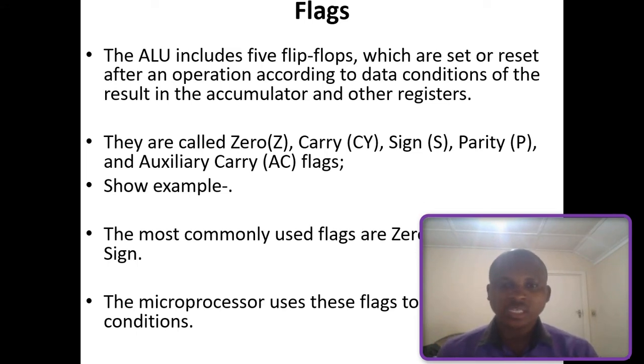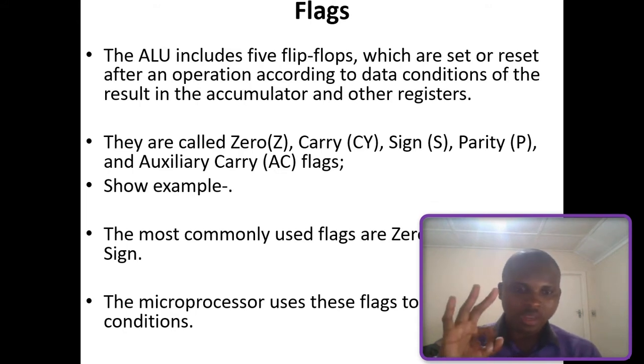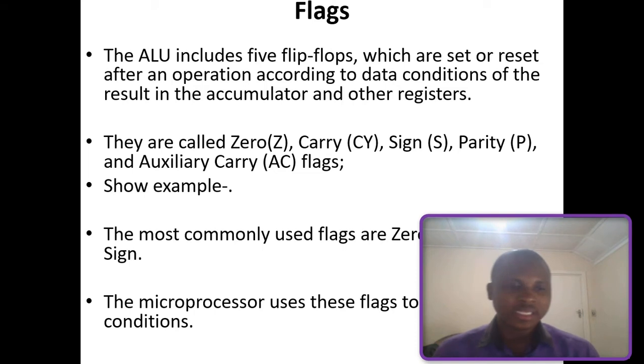The zero flag is Z, the carry is CY, the sign is S, the parity is P. So the most commonly used flags are the zero, carry, and sign flags. The microprocessor uses these flags to test the data conditions. We will be testing the data conditions in the other registers and in the accumulator. What are these conditions? Let's see.